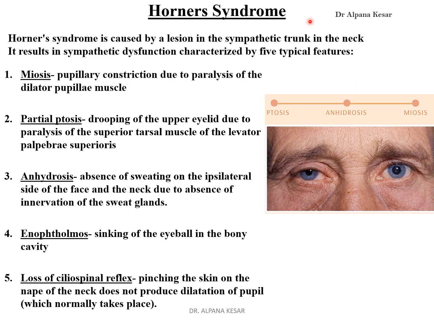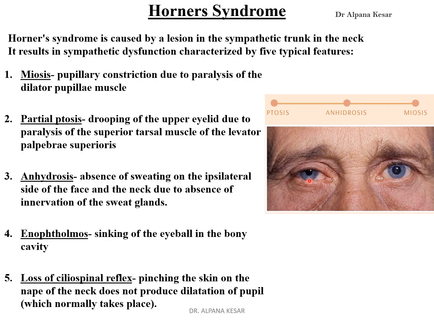Horner syndrome. Horner syndrome is caused by a lesion in the sympathetic trunk in the neck. It results in sympathetic dysfunction, which is characterized by 5 typical features. The 3 prominent features of Horner syndrome are miosis, partial ptosis, and anhidrosis. Miosis is pupillary constriction due to paralysis of dilator pupillae muscle.